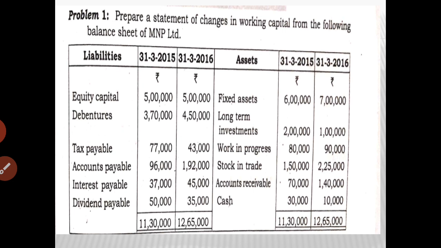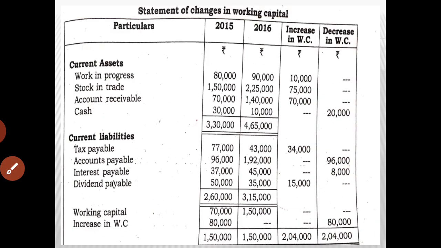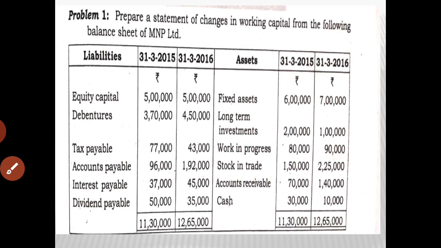How to solve? Firstly, we have to segregate these items and identify current items. Schedule of changes in working capital shows only current items. So identify current assets and current liabilities. On the asset side: fixed asset, long-term investment, work in progress, stock in trade, account receivable, cash. Liability side: equity share capital, debentures, tax payable, accounts payable, interest payable, dividend payable.